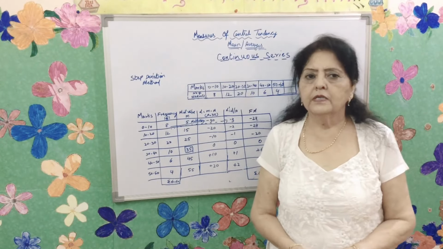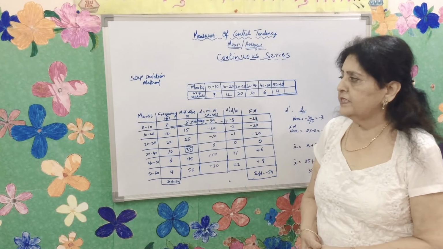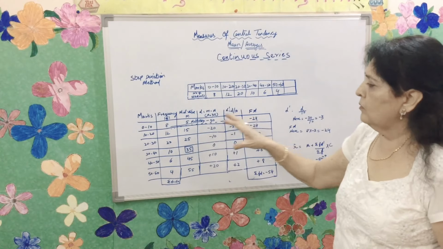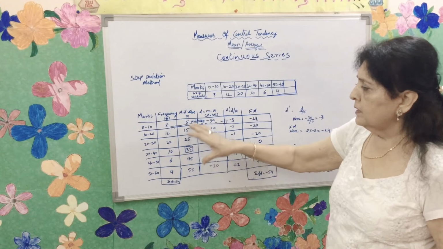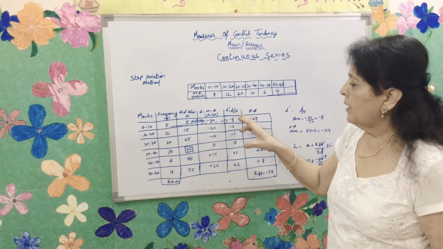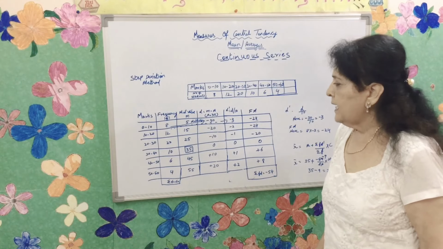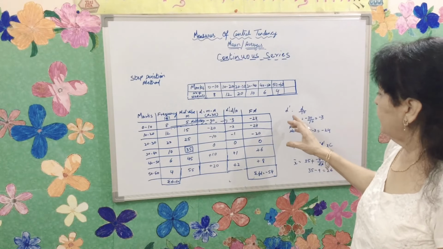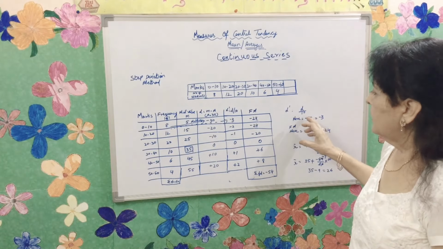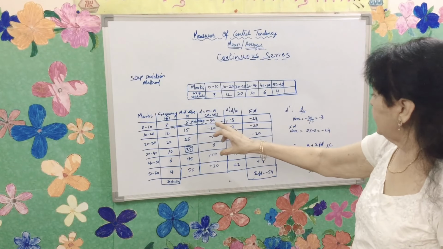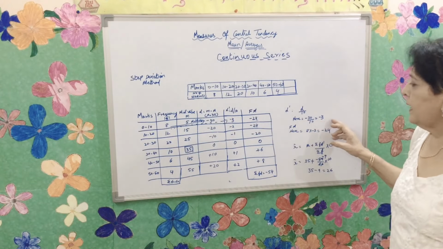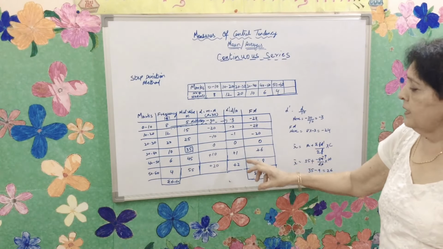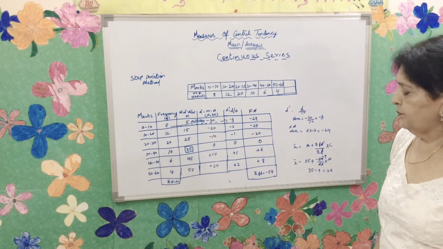Now we will do the third method, that is step deviation method. We have taken the same figures. We have already taken out D. Now we have to take out D dash. D dash is D upon 10. So D over here is minus 30 upon 10, which is equal to minus 3. And so on, we have taken out minus 3, minus 2, minus 1, 0, plus 1, plus 2.